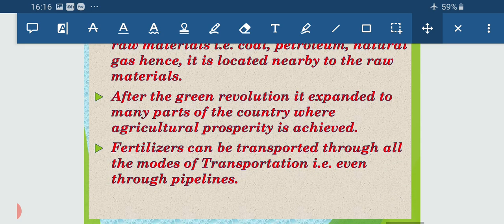Next, fertilizer can be transported through all modes of transportation, even through pipelines, in liquid form also. What does this indicate? That the connectivity of the fertilizer industry to the market should be very fast, because it depends upon the transportation network. Here the products are not very heavy, so a huge quantity of finished products can be transported to far-off distances at a lower cost.